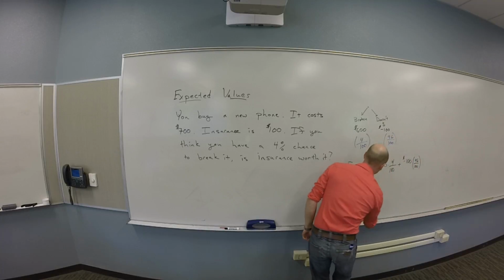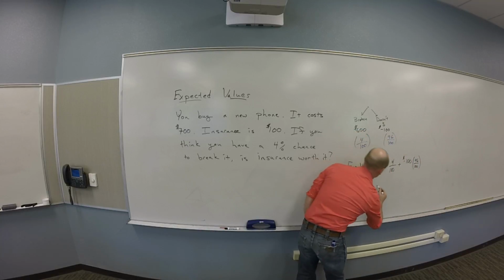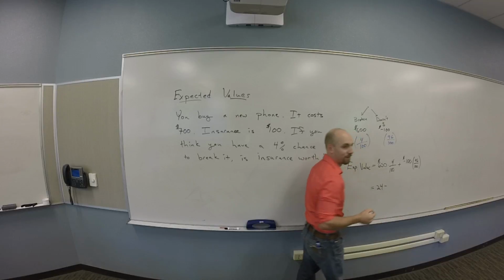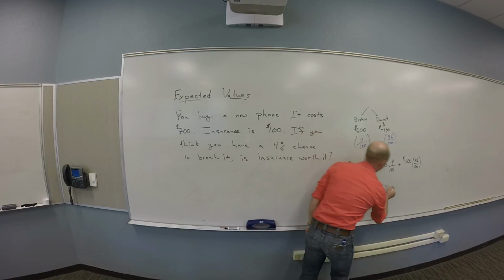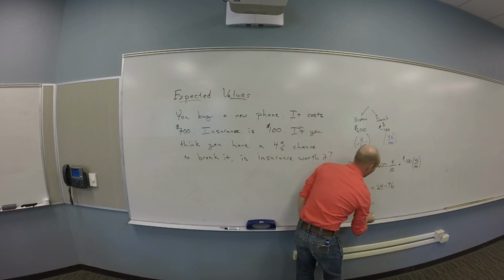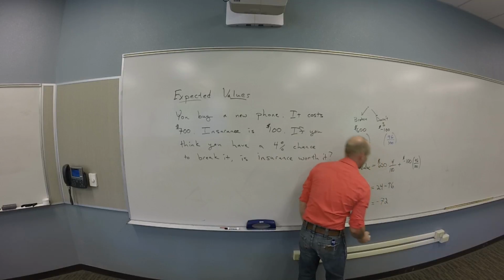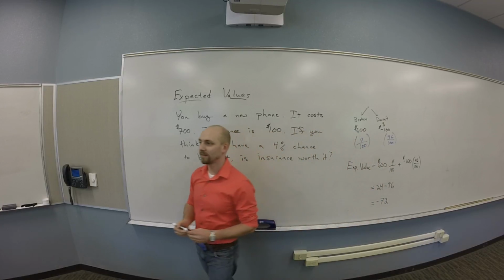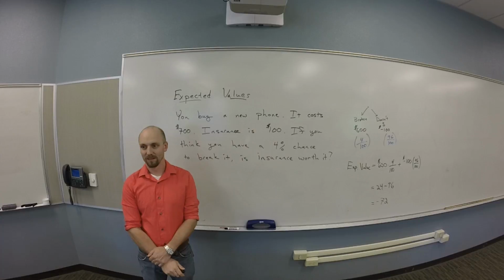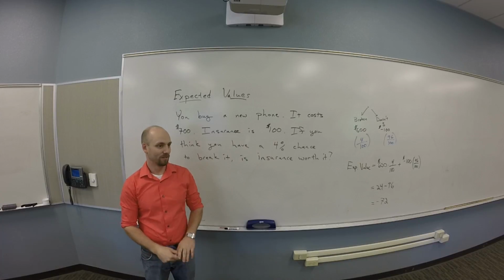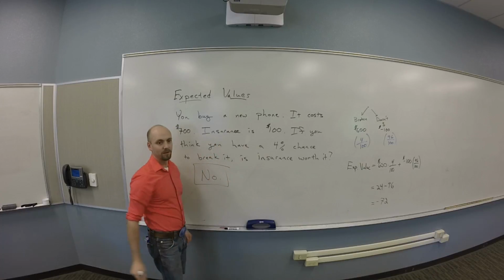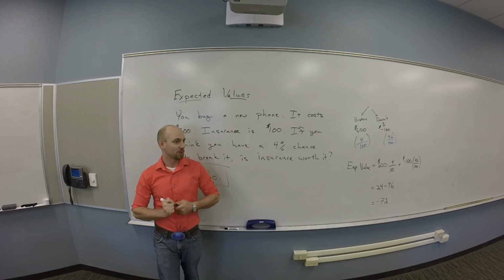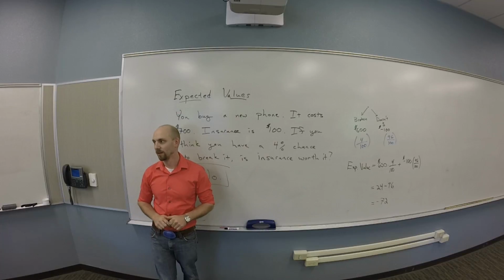And so I end up with what out of this? 24 minus 96, which is negative 72, which means that this is what? Not worth it. Not worth it at all. No. Right, by buying the insurance, you expect to lose $72.